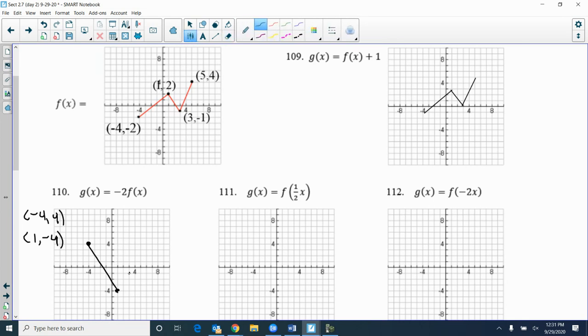3, -1. Stretch it to what? We stretch it by a factor of 2, so it goes from -1 to -2. And then it goes from -2, I reflect it to +2, so it looks like I got 3, +2. I'm gonna draw in that line. And then I'm gonna go to 5, 4.